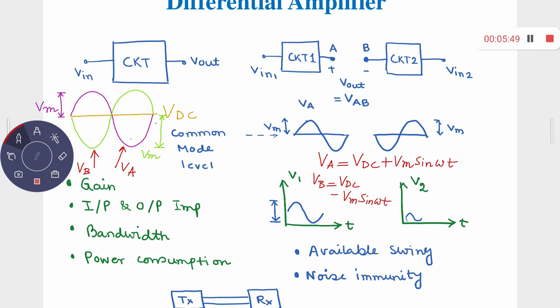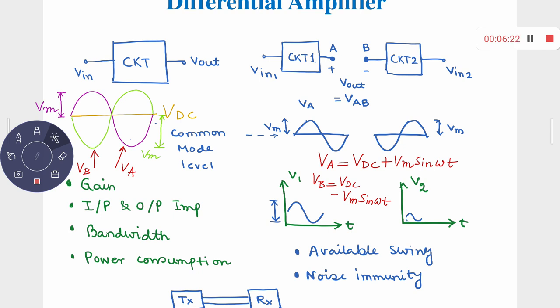Okay? So individually, if I visualize the signal VA and VB separately, they are measured with respect to ground. But if I consider the difference VA minus VB, or if I consider them as a pair of signals, then they are lying on a fixed DC level, that is VDC, and they exhibit an equal and opposite excursion.